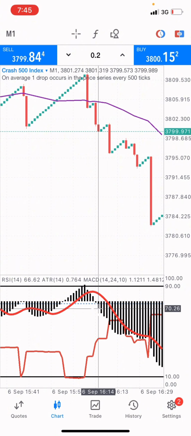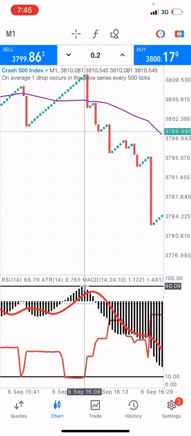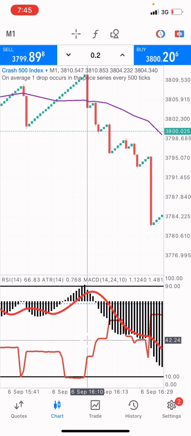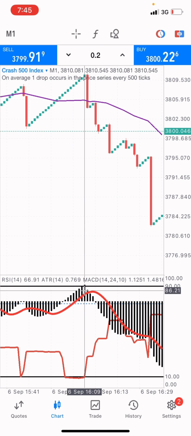Let me zoom in a little bit. You see that after it got to the level of 90, it started going downwards. That's when the spike happened, when it started going downwards after this point right here. So these are things you need to pay attention to. Always study this indicator when you are trading.